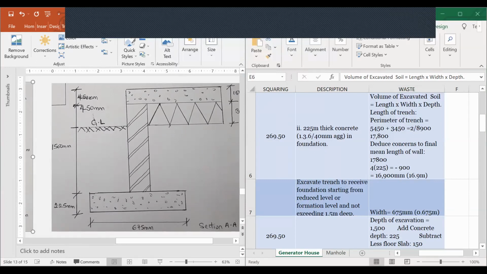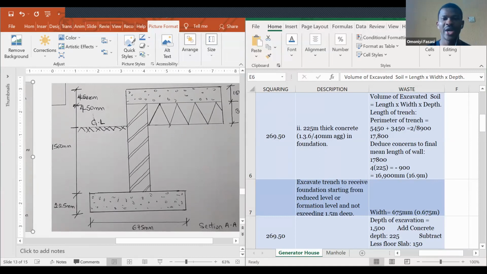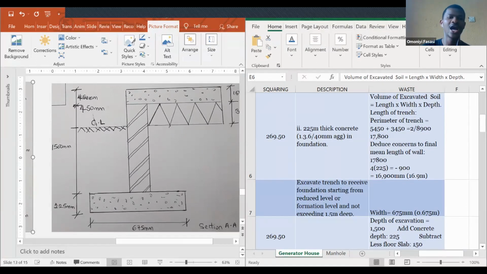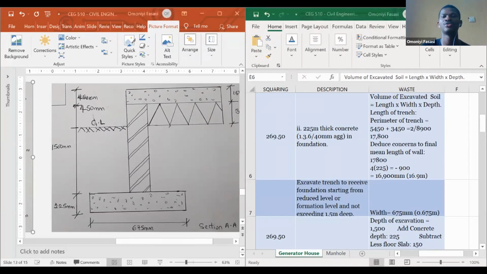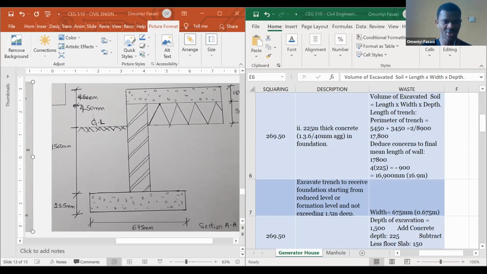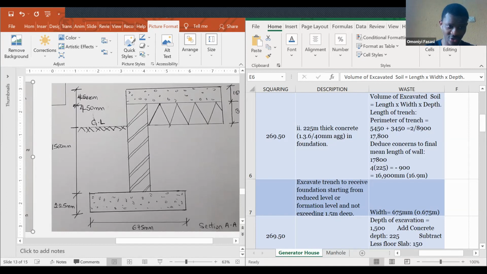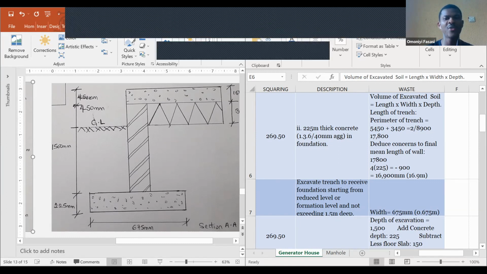All right, no problem. Thanks. A pleasure. So the next thing: this is the length of the trench we are working with. Then the width is where the footing is going to be sitting, and that's 675 millimeters. Converting 675 to meters is going to be 0.675. Then the depth. The depth of our foundation is 1,500 millimeters plus the 225 that we have here. However, we'll be removing 150 mm from it. Why are we removing 150 mm?